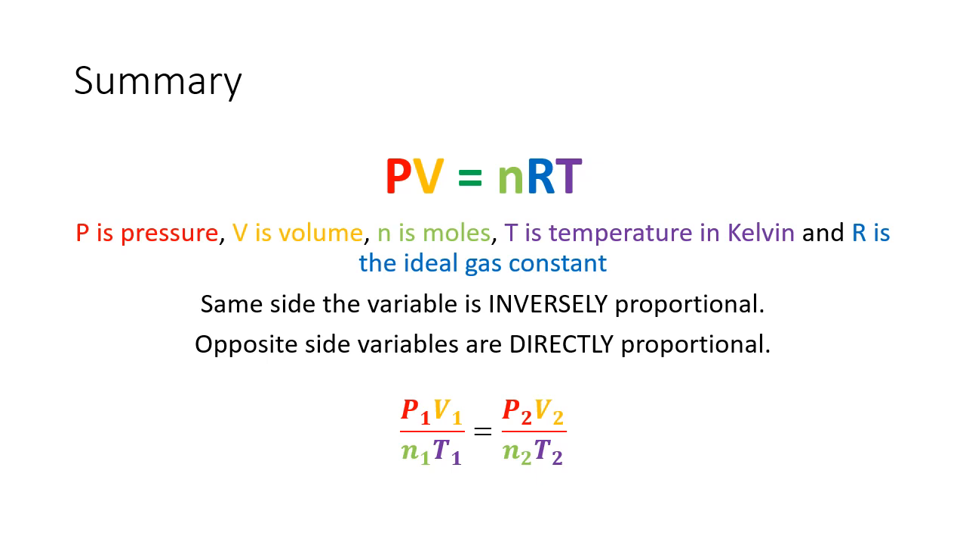And you can combine the ideal gas law for changing conditions by saying P1V1 over N1T1 equals P2V2 over N2T2. When you use that equation, you can cancel out anything that is held constant.